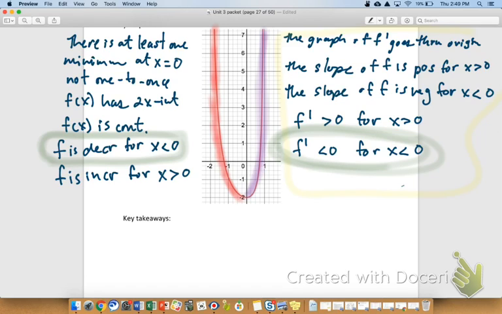And then maybe you can also see how the two orange parts go together. F is increasing on the right side of the graph there. F prime is positive on the right side of the graph. Nice work, by the way. You guys came up with some really nice observations. It's good.